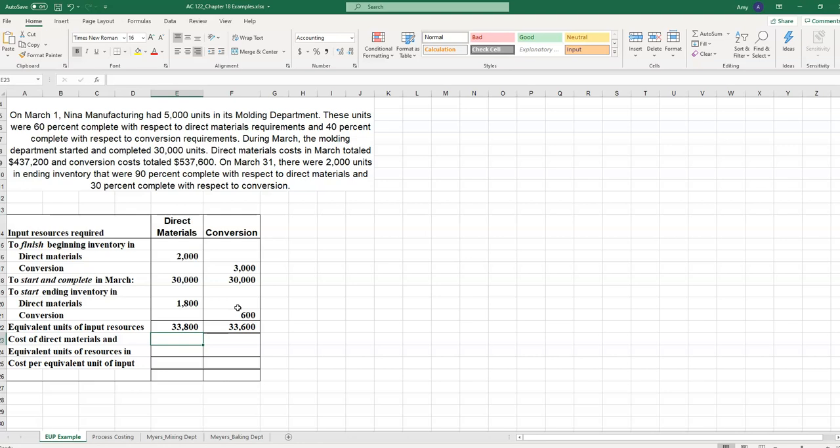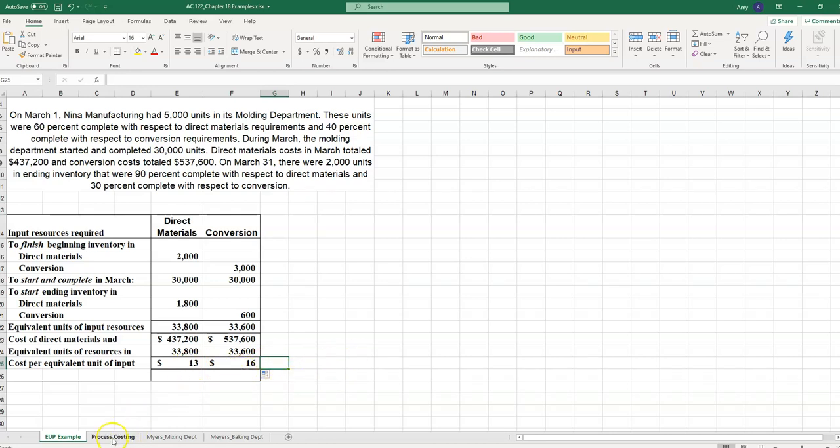So we are told that we have $437,200 in direct materials and $537,600 in conversion costs. We've already calculated our equivalent units of production for direct materials and conversion costs. To get our cost per equivalent unit, we take the entire cost divided by the number of equivalent units. So for direct materials, our cost per unit is $13, and for conversion, our cost per unit is $16. So the total cost per unit for those units we completed is $29 per unit.